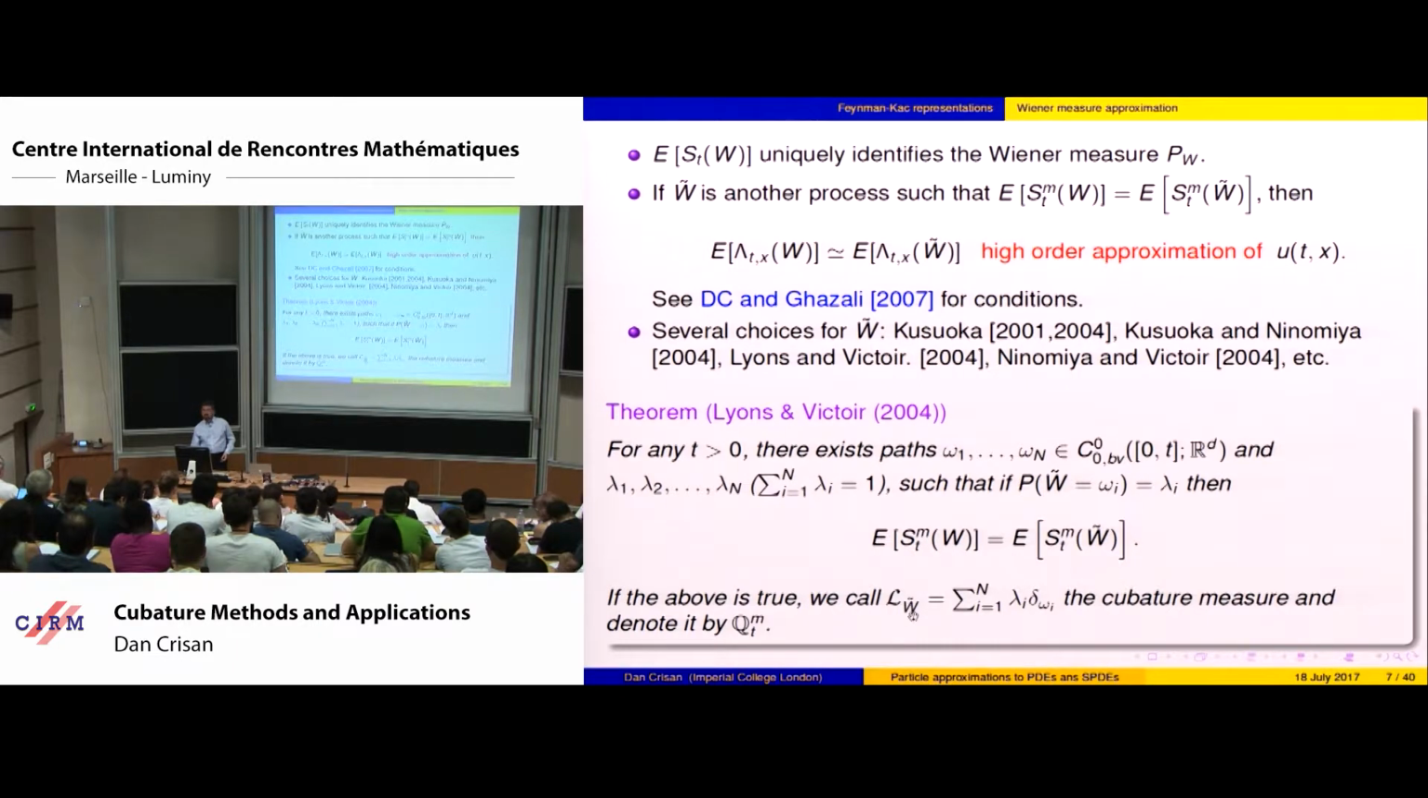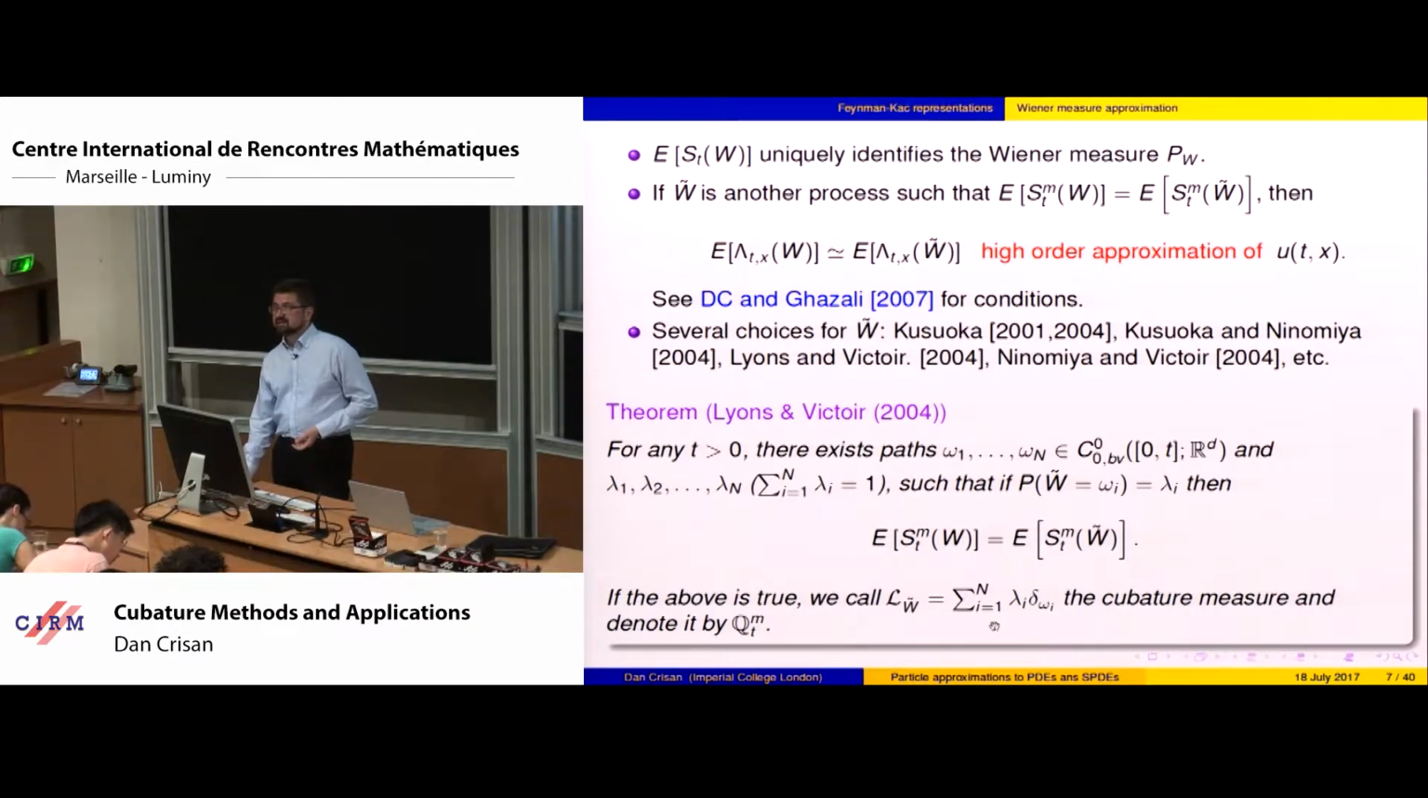They call the corresponding distribution of this process the law of this process on the path space. So the law of this process on the path space is a linear combination of Dirac measures at those paths times the corresponding probability for each of those paths. So this is the empirical distribution of this process on the path space. This is called the cubature measure.